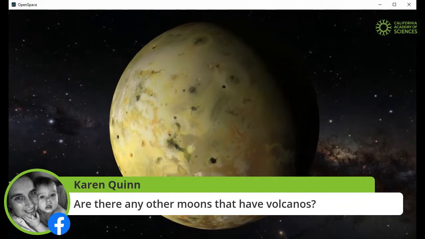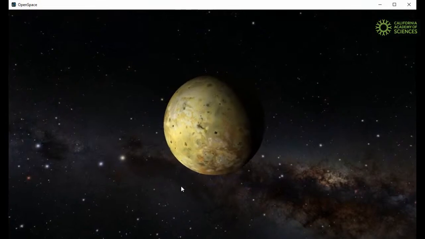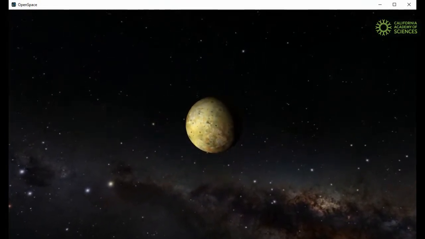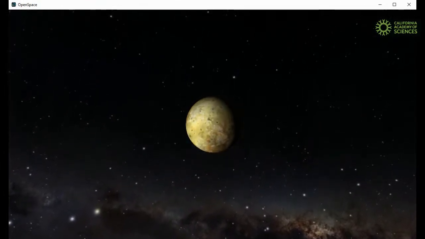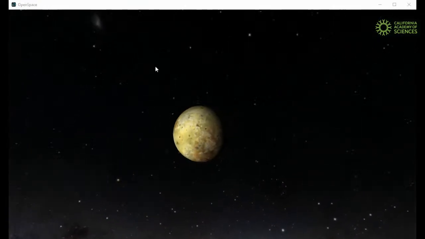Karen wants to know, are there any other moons that have volcanoes? Absolutely. Our own moon would be a great example of lunar volcanism. But we see similar kinds of structures on Enceladus in that it has cryovolcanoes. We've actually seen a cryovolcano on a dwarf planet that is Ceres. And if we go right next door to Europa, we actually get to see cryovolcanoes as well.